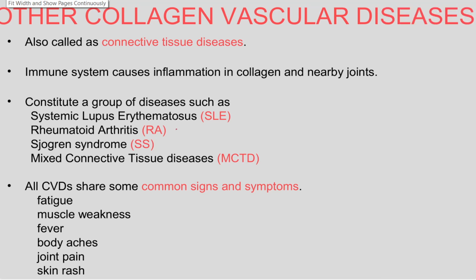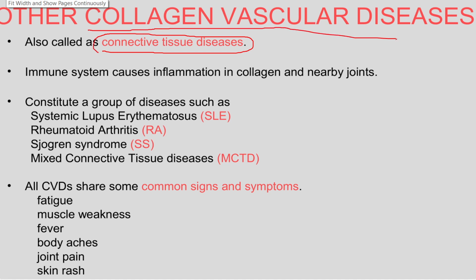So what are the other collagen vascular diseases that you need to know? Mainly they are called connective tissue diseases. Why? Because collagen vascular diseases are mainly related to connective tissue. Collagen is another name for connective tissue, commonly referred to as. So any connective tissue disorder is roughly referred to as collagen vascular disease. Not only collagen is affected, many other proteins may be affected, but they are loosely called collagen vascular diseases.